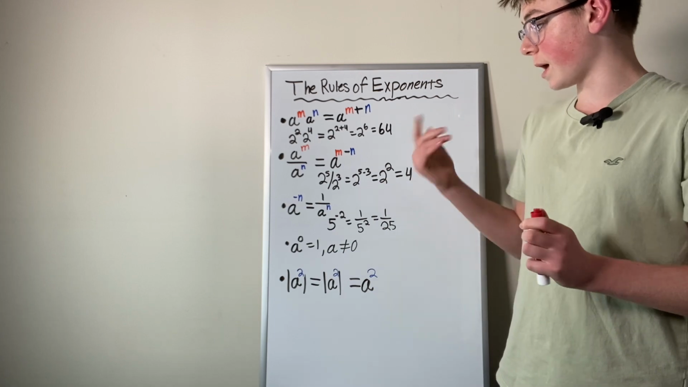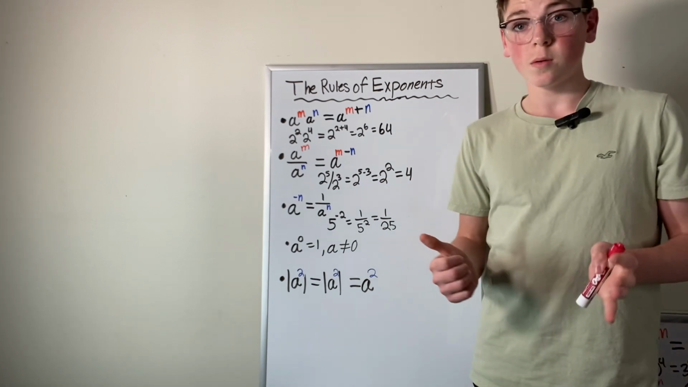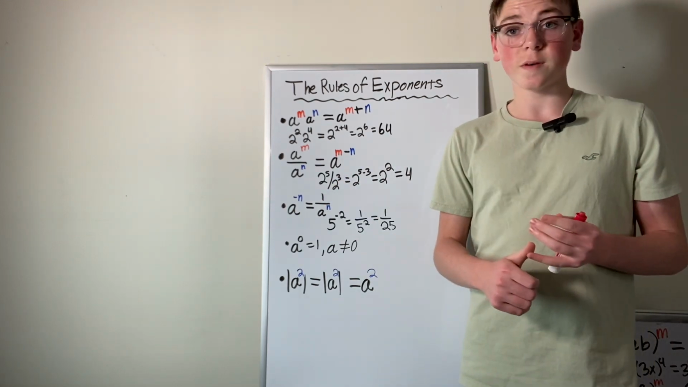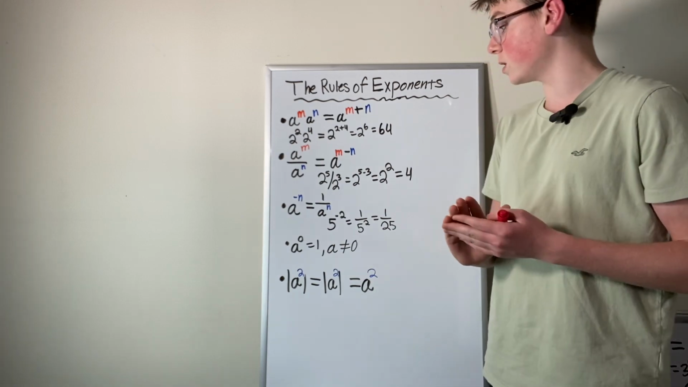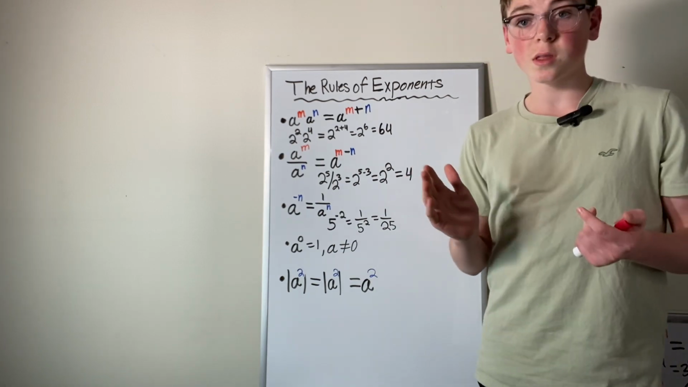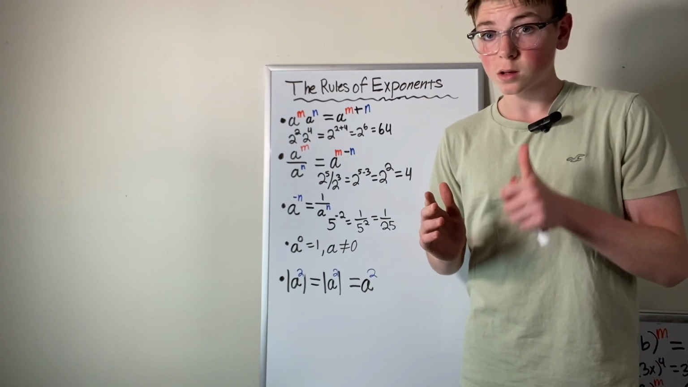And that's how you do it. If you want to check this, 2 to the fifth is 2, 4, 8, 16, 32. And 2 to the third is 8. So 32 divided by 8 is 4. Good, checked.